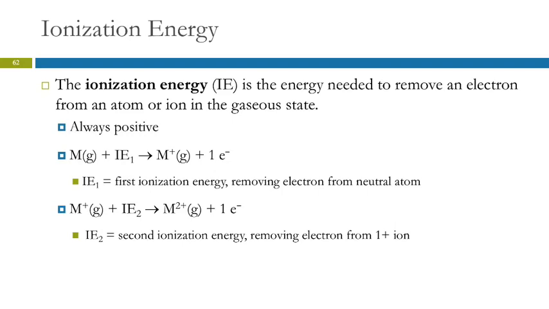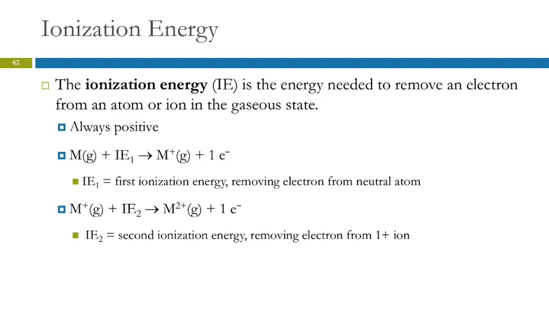We abbreviate it IE. The ionization energy is the energy needed to remove an electron from an atom or an ion, and it's measured in the gas state. Ionization energy is always positive because you always have to put energy into the atom to get the electron off. Essentially, you're buying an electron from the atom. They're never going to pay you to take them, so you have to give them energy.